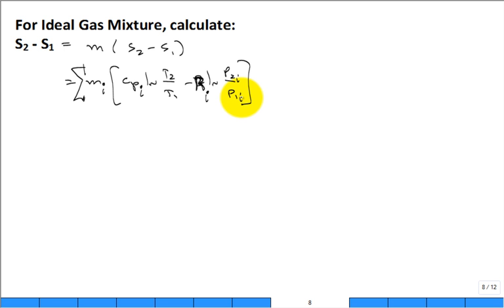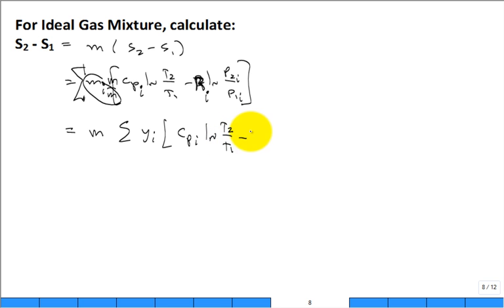It is. Because what am I talking about? Well, you almost need to do two analyses, but let me finish this up. If I take and I multiply by m here and m there, then I have a mole fraction, the mass comes out, so basically the mass times the sum of the yi times c sub pi natural log T2 over T1 minus ri natural log P2i over P1i. Did I do that right?